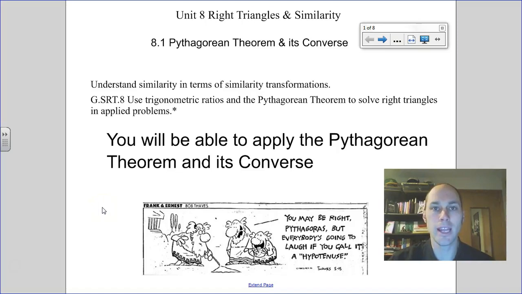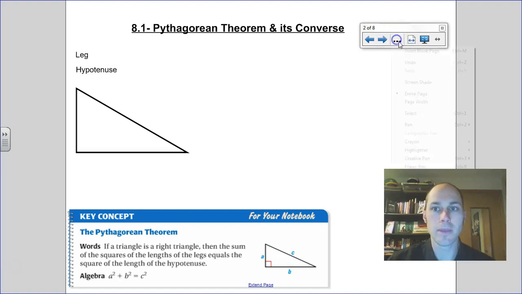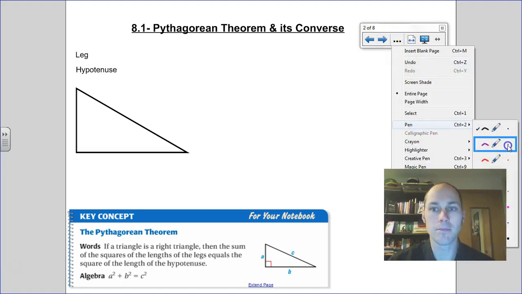Today we're going to begin Unit 8, which deals with right triangles and similarity. Our first lesson will be on the Pythagorean theorem and its converse. We've talked about the Pythagorean theorem a little bit already, as we've talked about how to find distance between two points. So we'll elaborate on the Pythagorean theorem a little bit more and get more into the converse of the Pythagorean theorem. So some basics as we begin.